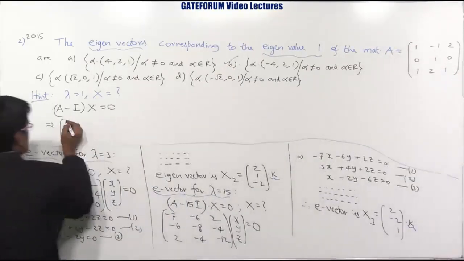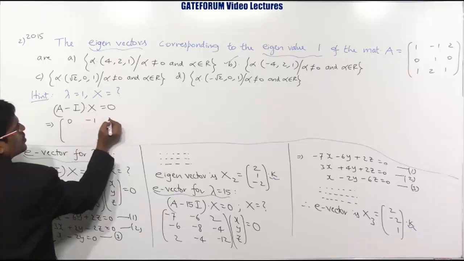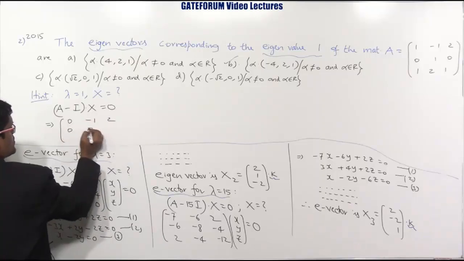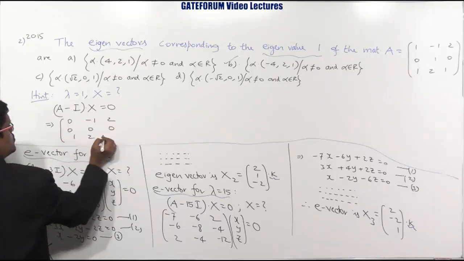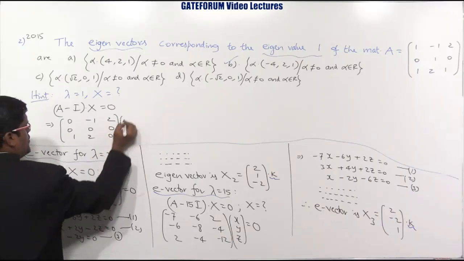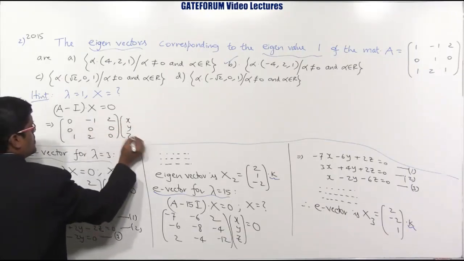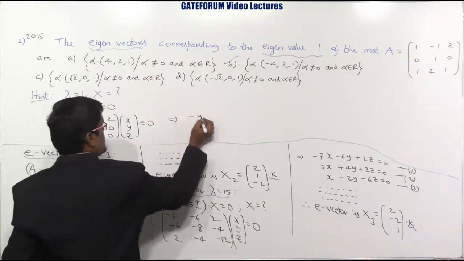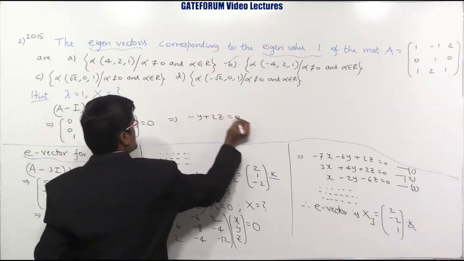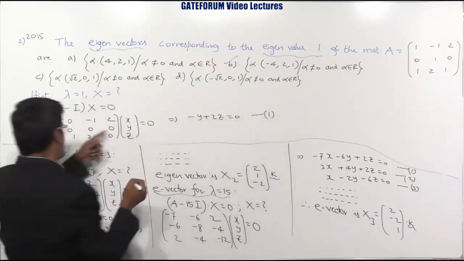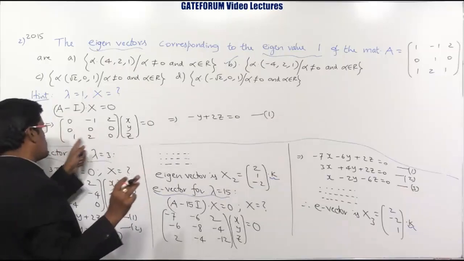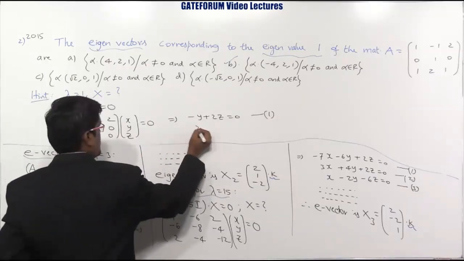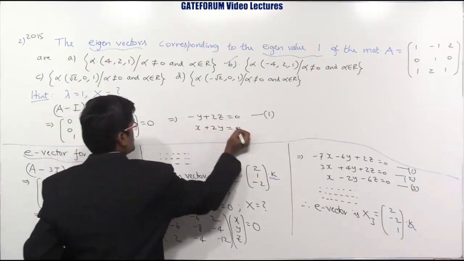So 1 minus 1, 0, remaining elements as it is, minus 1, 2, 0, 1 minus 1, 0, 0, 1, 2, 1 minus 1, 0. 3 variables means 3 rows means 3 variables. x, y, z is equal to 0. So converting, minus y plus 2z is equal to 0, equation 1. And the second equation is optional because all are zeros. Third row is there: x plus 2y is equal to 0.